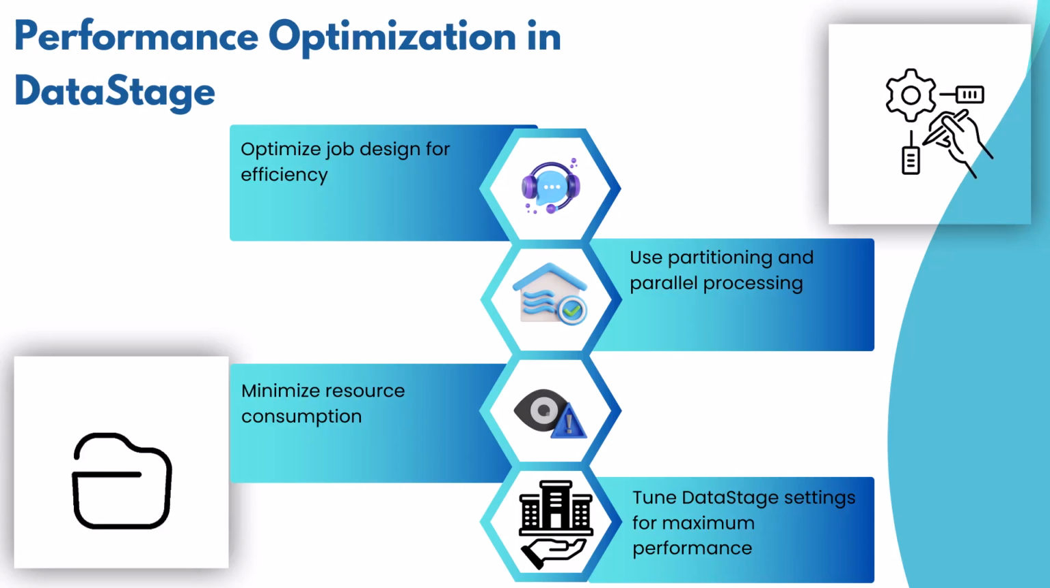Performance optimization is the difference between a DataStage job running smoothly or making you question your life choices. Efficient job design ensures your processes don't turn into a bottleneck. Partitioning and parallel processing. They're like traffic management, keeping data flowing instead of causing a jam. Less resource consumption means fewer angry emails from IT. And tuning settings. That's like fine-tuning a race car for peak performance.